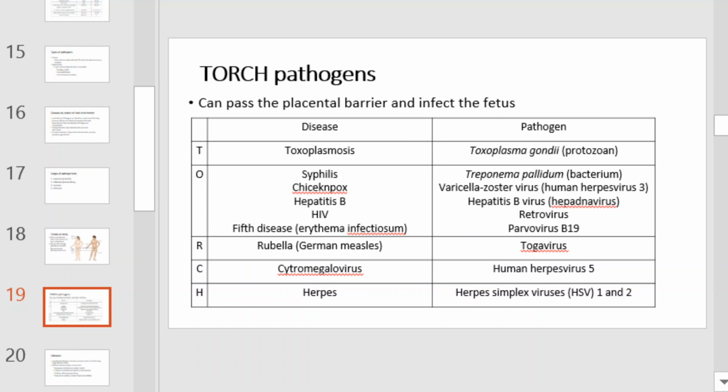TORCH pathogens can pass the placental barrier and infect the fetus. Listed in the table are the TORCH pathogens and the diseases that they cause. Take a moment to pause the video and familiarize yourself with each before moving on.